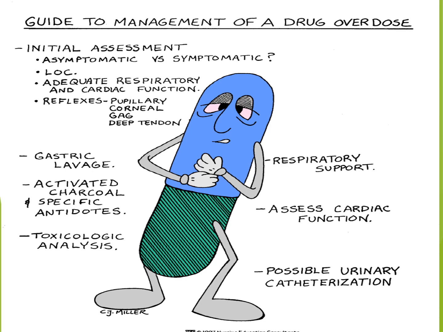Looking at their reflexes, right? Pupillary, corneal, gag, and deep tendon reflexes. Of course, usually with any type of drug overdose, especially if they're taken to the ER, they're going to be looking at gastric lavage, activated charcoal, and specific antidotes depending on what was ingested, right? And they're also going to do a toxicology analysis.